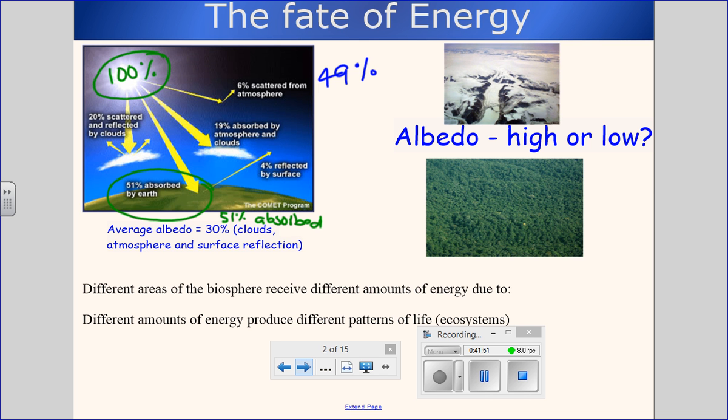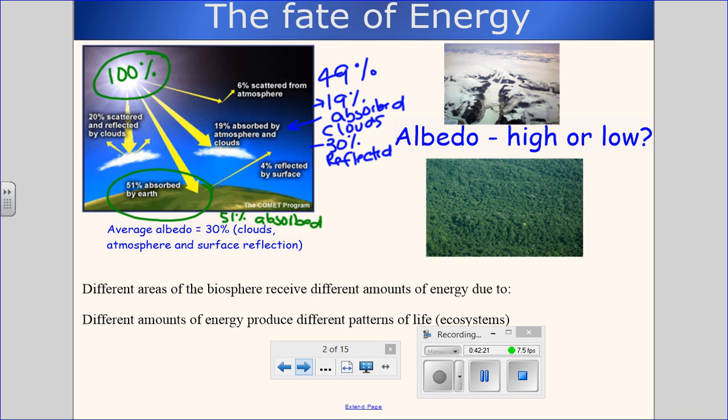Now in that 49%, about 19% is absorbed by clouds, but the other 30% is reflected immediately. It doesn't even get the chance to be absorbed. Now it can be reflected by the atmosphere, by the surface, by clouds.